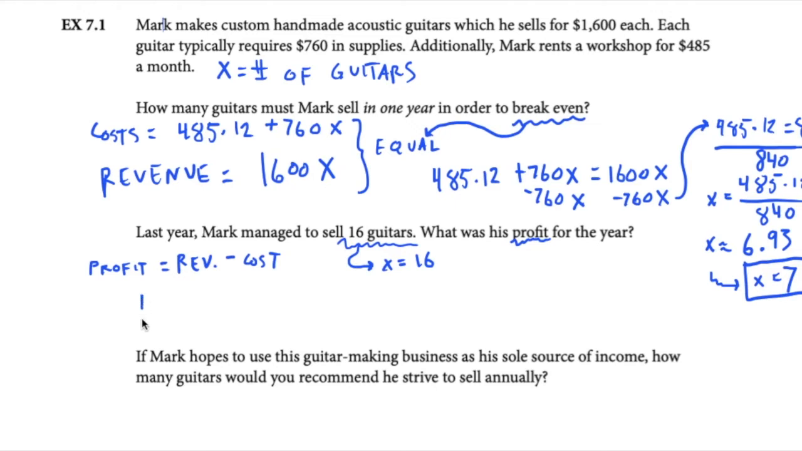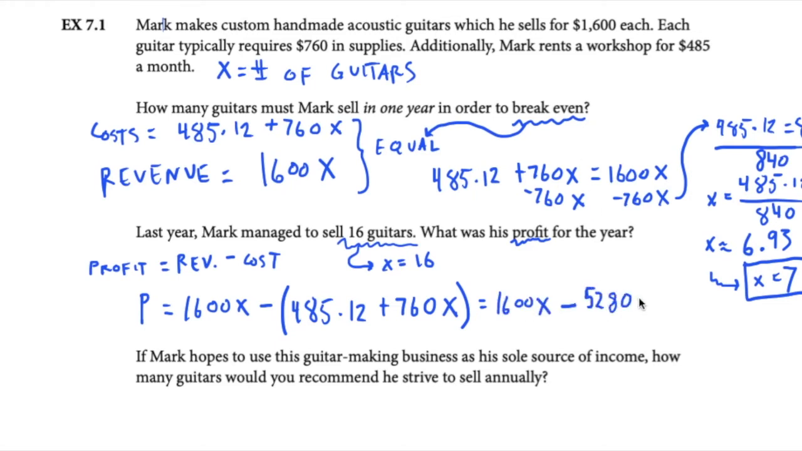If we wanted to, we could write a profit function. Let me call it capital P. My revenue is going to be 1600x minus his costs. Let me grab this entire expression for costs. So that's 485 times 12 plus 760x. Simplifying that a little bit, I get this expression here for profit. His profit is going to be $840 for every guitar he sells, but then he has to subtract from that his overall costs, his standard costs.